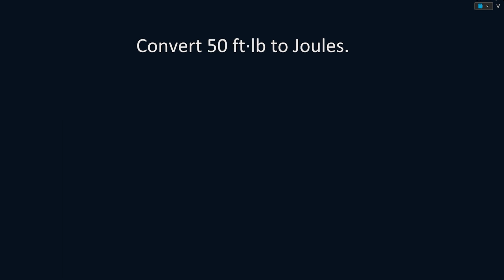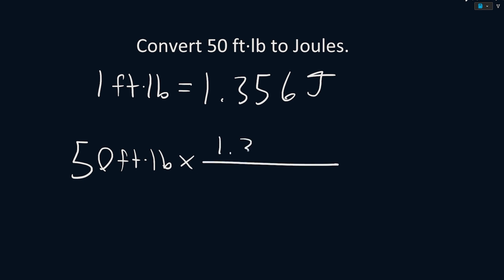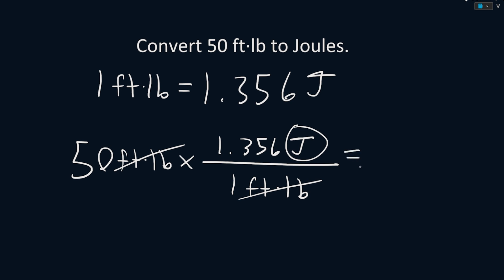Convert 50 foot-pounds to joules. First, we need to know our conversion factor that relates foot-pounds to joules. This is that 1 foot-pound is equivalent to 1.356 joules. So to convert 50 foot-pounds to joules, we need to multiply through our conversion factor of 1.356 joules for every 1 foot-pound. Multiplying through this, we see that the foot-pounds cancel to leave us with joules, and solving this, we get that 50 foot-pounds is equivalent to 67.791 joules.